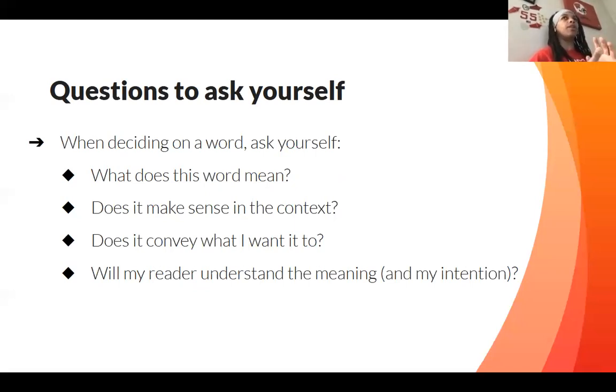So like I said, when choosing your different words or when trying to figure out what you want to say, you can ask yourself a couple of these questions and really think through whether this is the word that you want to use here. Is this really what I want to say? Because you don't want something to potentially come off in your paper as offensive or just not how you wanted it to come off.